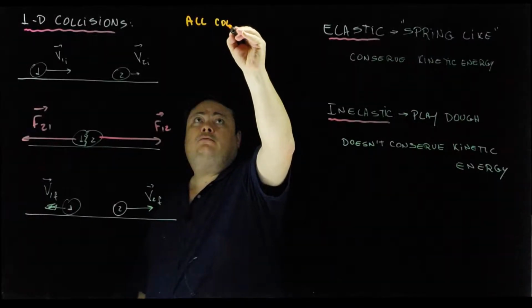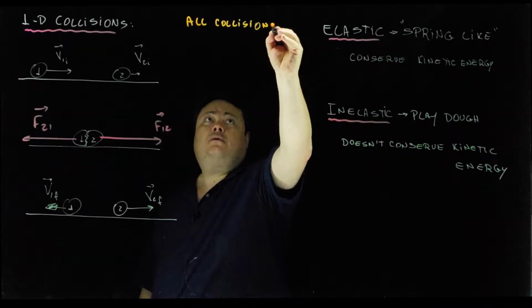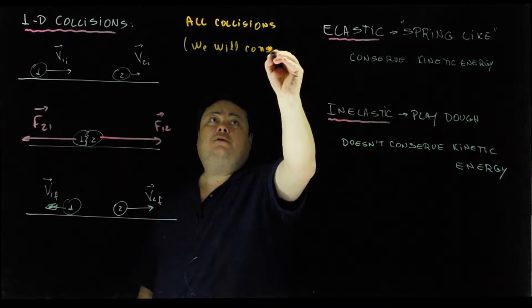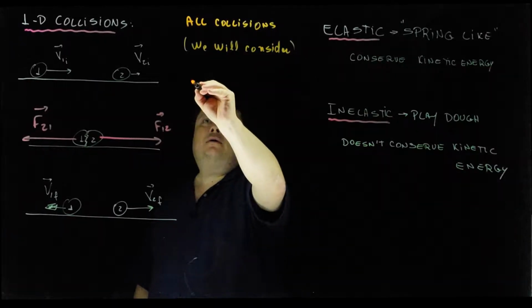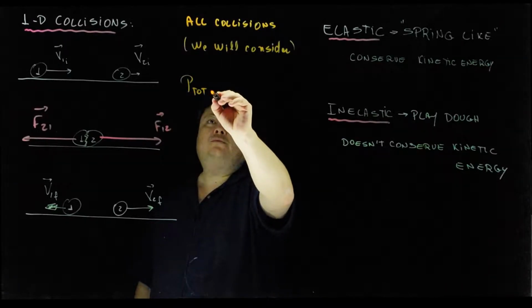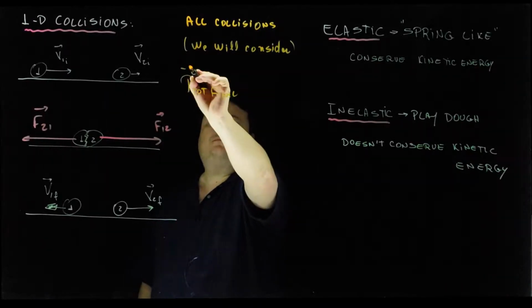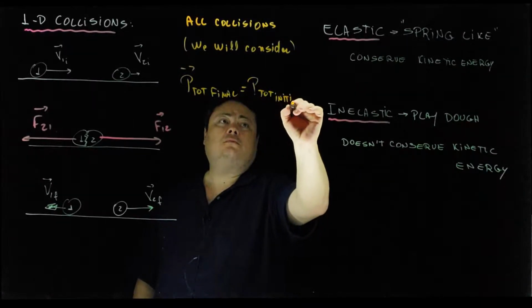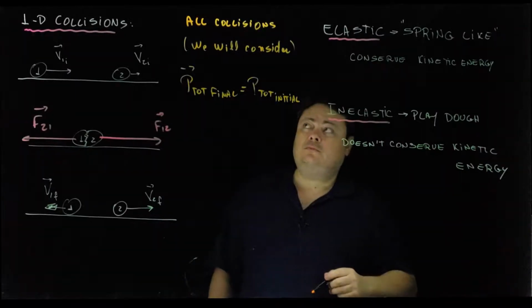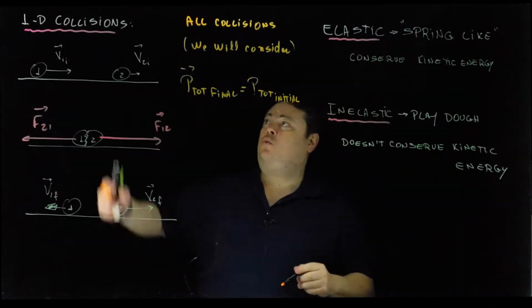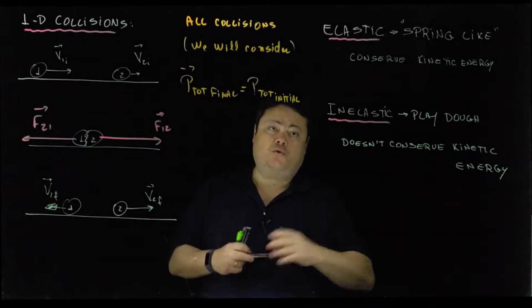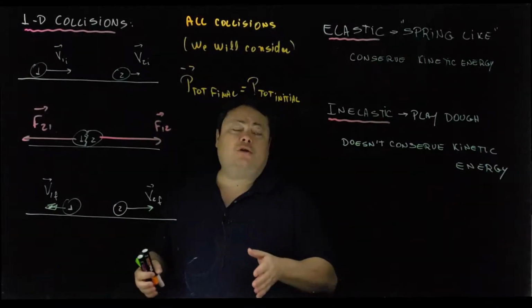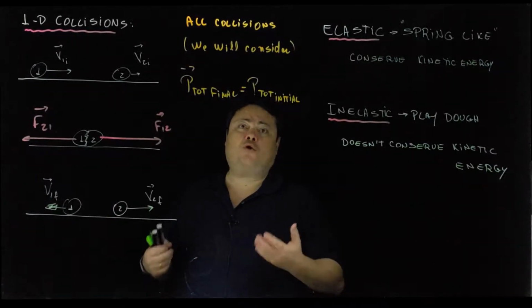all collisions that we will consider, please, the momentum total final will be equal to the momentum total initial. Okay? And we are talking about one-dimensional collisions at this point. We'll see two-dimensional collisions later. Now let's see a little bit more details about the kinds of collisions and the properties that they have.